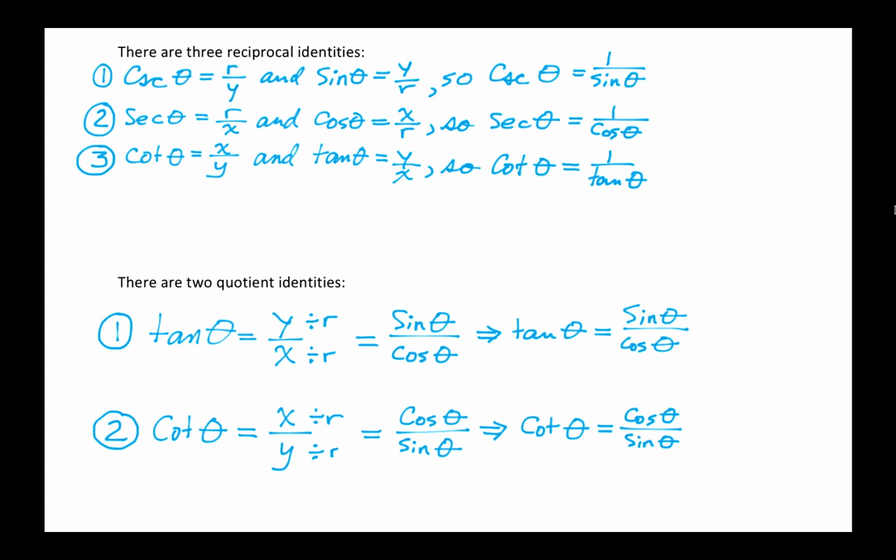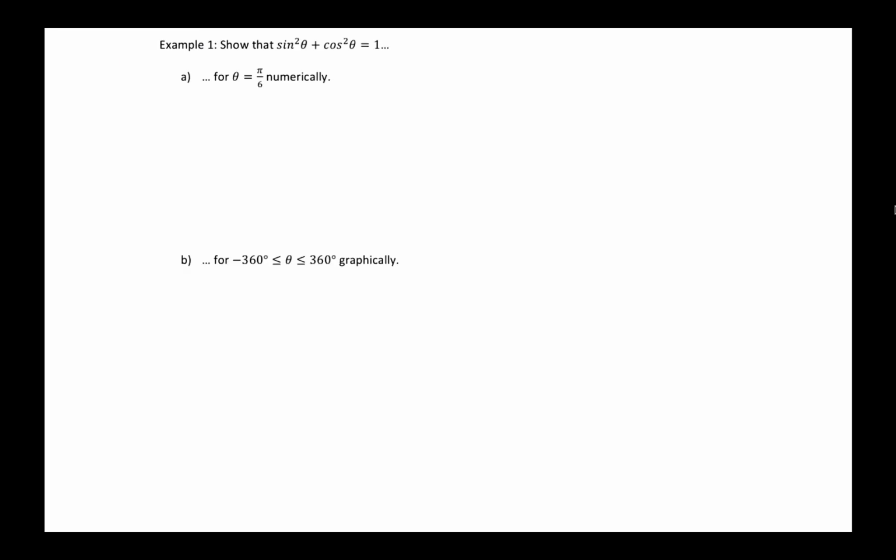All right, so now we've had three sets of identities: Pythagorean, reciprocal, quotient, and we've done algebraic proofs up to this point. Let's take a look at doing a proof numerically. So we've already seen that sine squared theta plus cosine squared theta is equal to 1, and that's for all theta. But let's see if we can prove it's true for a particular value, like theta is pi over 6. So what I would do is I would take the left-hand side of the equation and I would replace the theta with pi over 6.